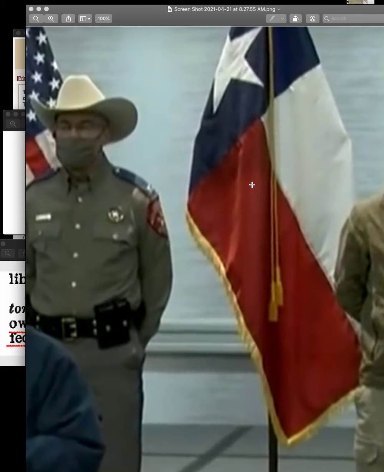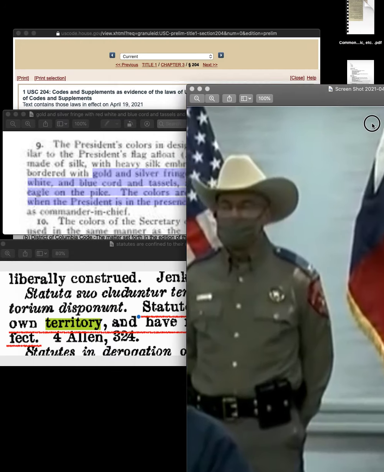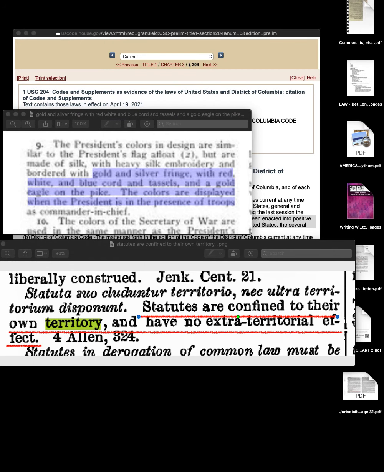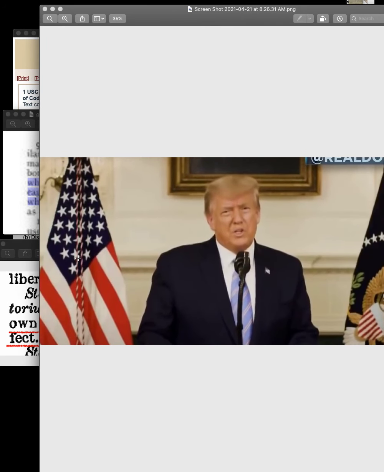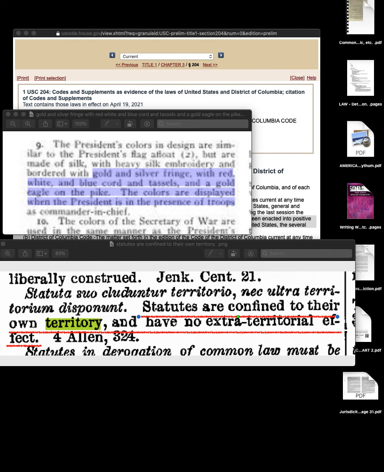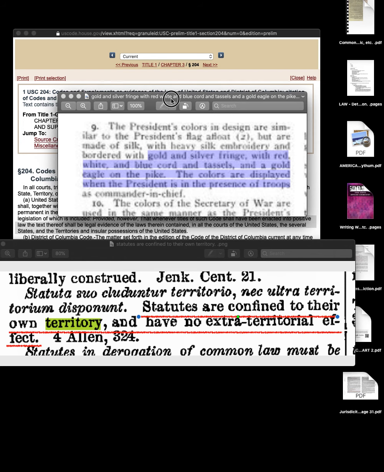I've read that this gold fringe and tassel simply means that it's a flag to be flown inside and it's just an embellishment. But I've also read that this flag, when it has this type of tassel and it has an eagle on top and it has fringe on the bottom, means that the president's speaking as commander-in-chief. You can Google this in quotes.